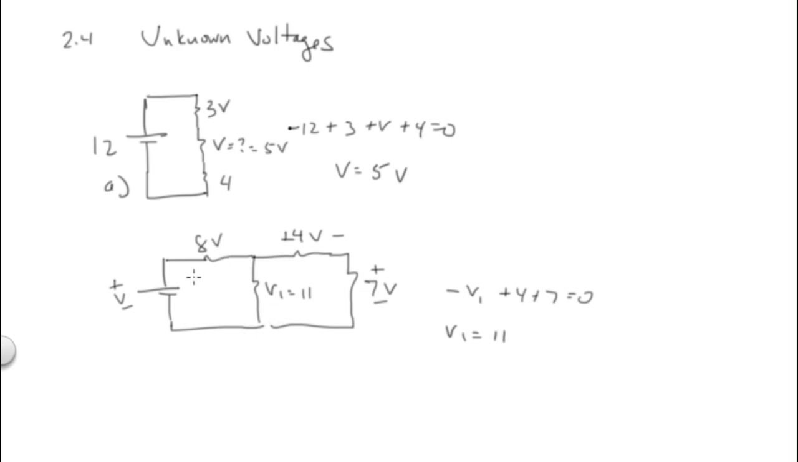Here I have 8. I go around this loop. 8 and 11 has to equal what? Minus the voltage of the supply plus 8 plus 11 equals 0. The voltage of the supply is equal to 19 volts. V of the supply is equal to 19 volts. Okay, keep on going.